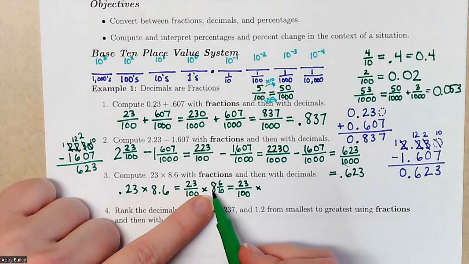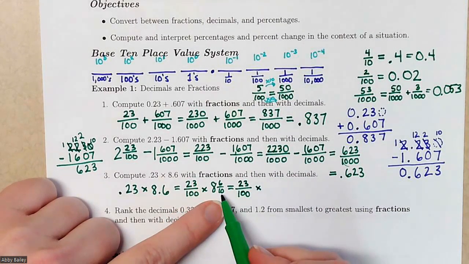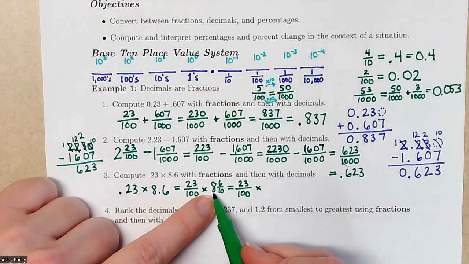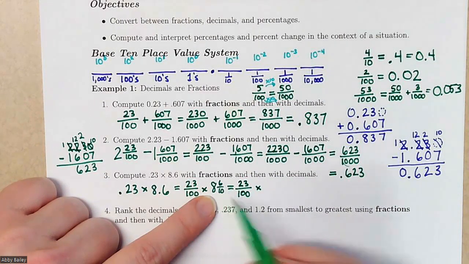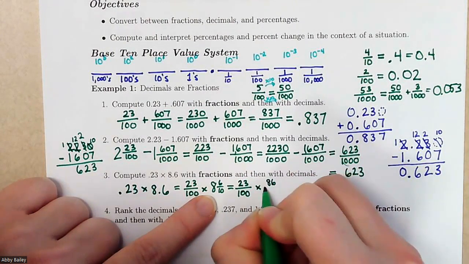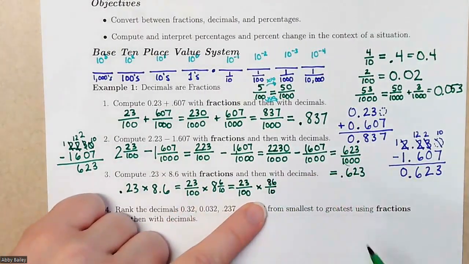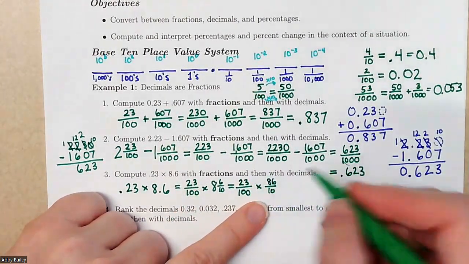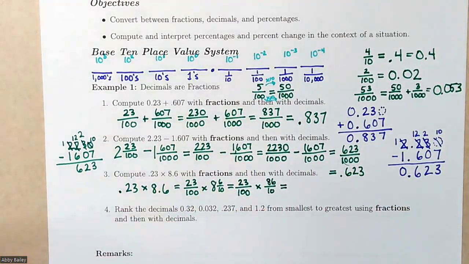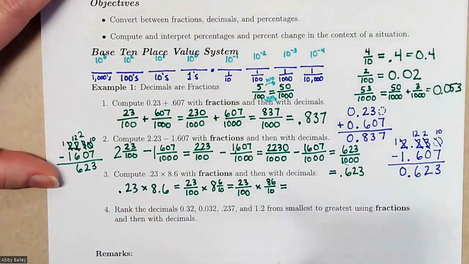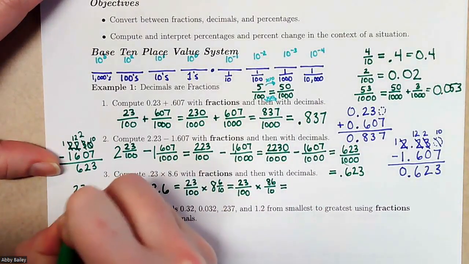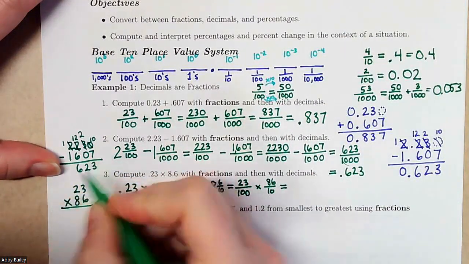Okay, let's see. If I break 8 wholes into 10 portions, each whole is 10. So there's 8 groups of 10. This would be 80 tenths plus 6 more. So 86 tenths. And when we multiply fractions, we multiply across. I have to do 23 by 86. 23 by 86. All right, here we go.